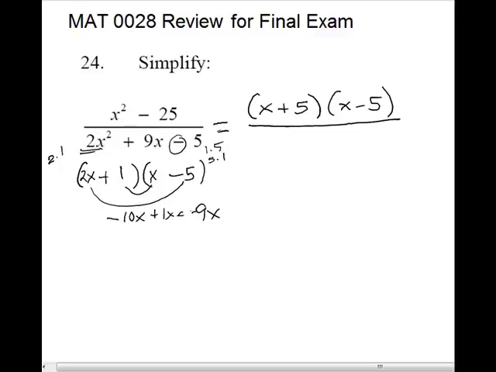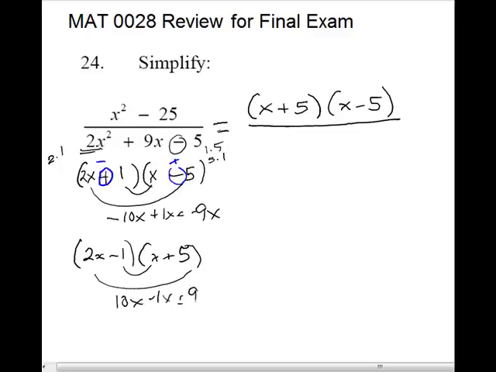Remember, when that happens, all we're going to do is switch the signs. My plus should have been minus. My minus should have been plus. So 2x minus 1 and x plus 5 should work. We'll double check it. 10x on the outside minus 1x is 9x. So that works. So our factoring will be 2x minus 1 and x plus 5.